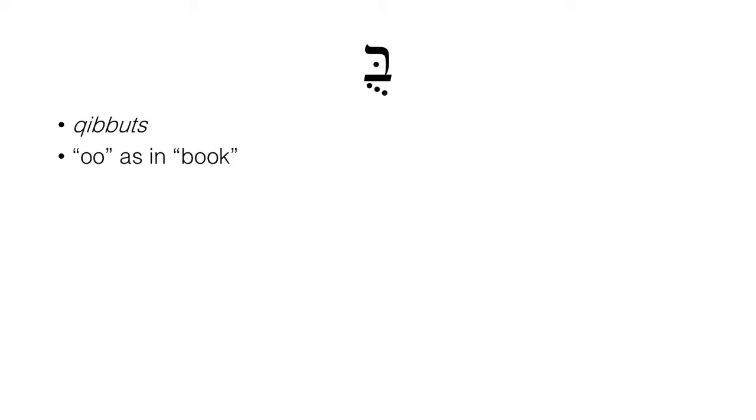The final short vowel that we're learning is kibbutz. There you see a bet with three dots and a diagonal under it, and those dots are the vowel kibbutz. Kibbutz is pronounced like the two O's in the English word book. So you would pronounce the Hebrew on this page as bu, bu.